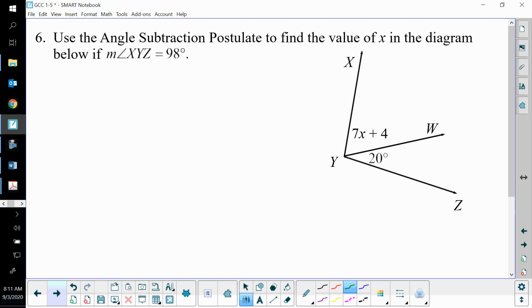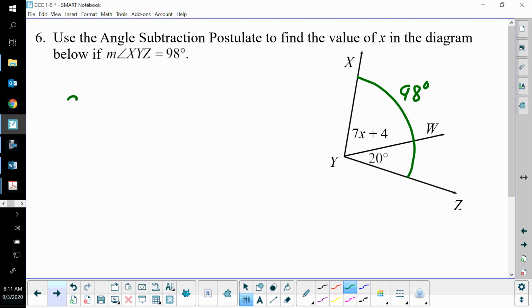Moving to the bottom of 24, we're given two angles there, and they tell us that XYZ is 98 degrees. Now, in reality, if the directions didn't tell us anything specific, we would probably use angle addition for this. We'd do the 20 plus 7x plus 4 equals the 98. But they want us to use angle subtraction in the question.